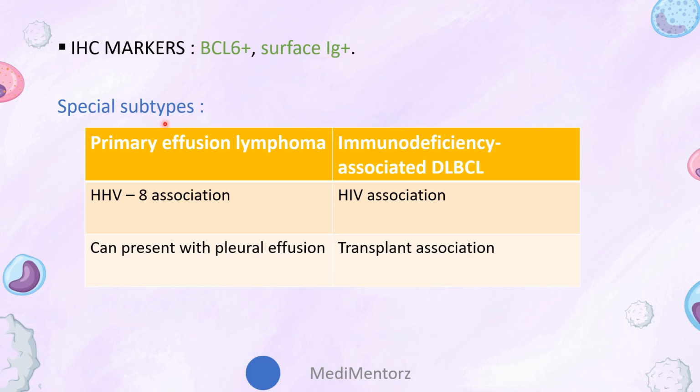There are two special types. One is primary effusion lymphoma and another one is immunodeficiency associated diffuse large B-cell lymphoma. Primary effusion lymphoma is HHV-8 associated, which is human herpes virus 8, and it presents with pleural effusion. Immunodeficiency associated diffuse large B-cell lymphoma is HIV associated, and it's associated with patients who have recently undergone any transplant.